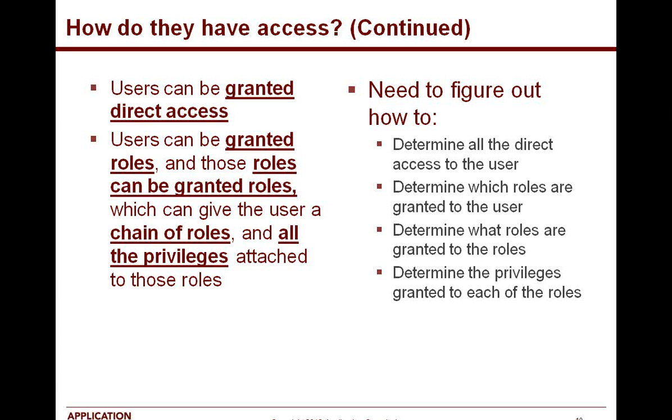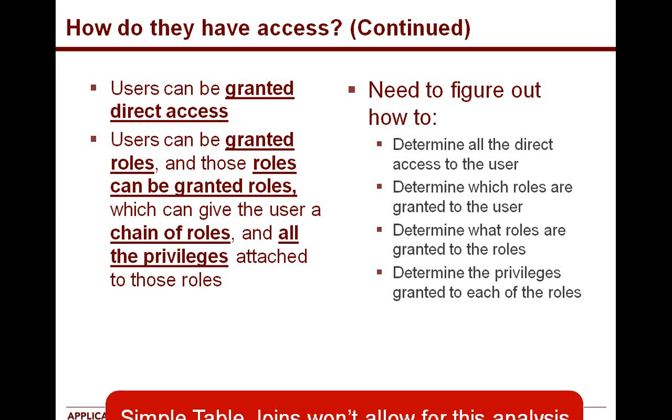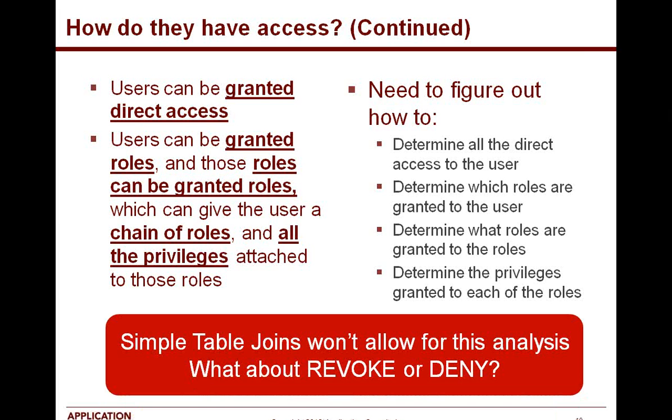Again, it gets hairy, very spider web-like. Then you need to determine the privileges granted to each of the roles. So that's a multi-step process. If you try to do that for a single user on a single database, think about how time-consuming that can get. Just by cascading, running queries on a single user, running queries on a role, running queries on a privilege, all those different things are tough to do, and then tough to join together. Simple table joins won't allow for the complete analysis needed to compute a user's effective privilege, or for that matter, a role's effective privilege.